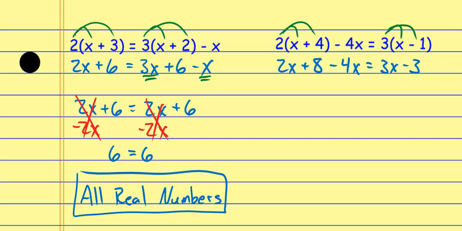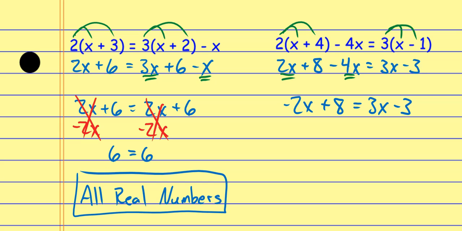But now as I look at this, some of my x's are already on the same side. The 2x and the minus 4x are already together, so I just have to combine those. They can just be added together. So I combine those like terms. That's a negative 2x and the plus 8. And so I simplify by doing my distributive property. I simplify by combining like terms.